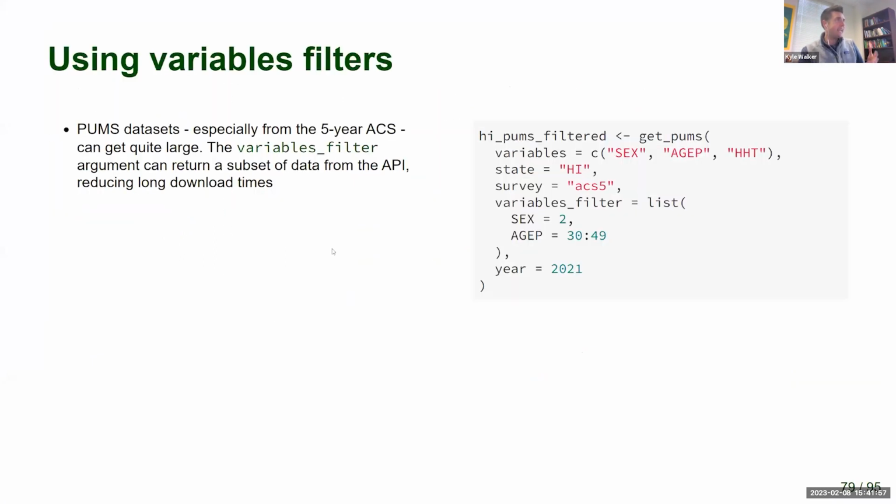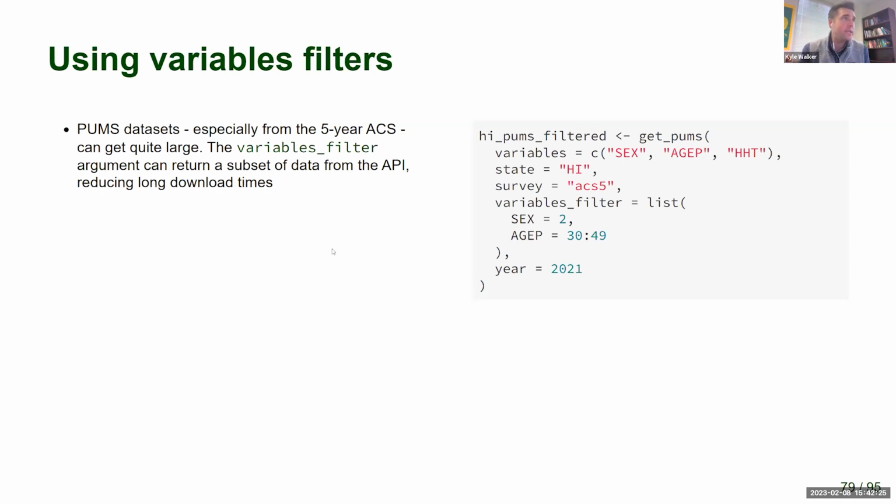PUMS data sets can get really big, especially from the 5-year ACS, because it's giving you information for all those 5 years. And so you can do dynamic filtering on the server side rather than on the R side, which is nice. And what that means, in a little bit less technical language, is you can send a request to the Census API to give you back pre-filtered data.